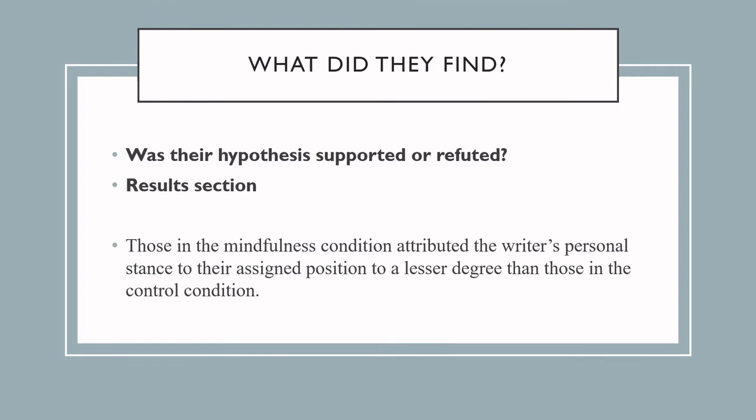specifically what they found. And the example I have up here is those in the mindfulness condition attributed the writer's personal stance to their assigned position to a lesser degree than those in the control condition. Now, just reading that, I can tell that it might be a little convoluted to those readers who may not know much about the correspondence bias. So it's important to end our summary by clearing that up and letting folks know what that all means.